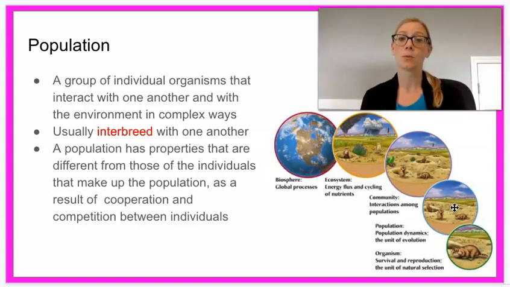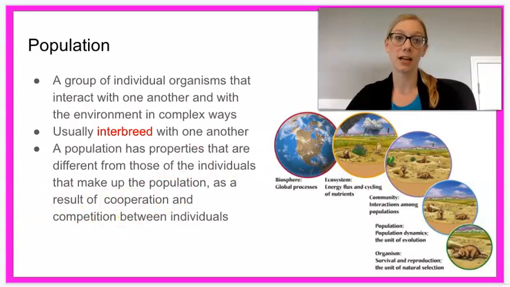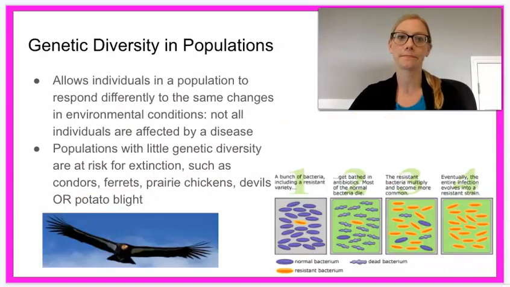A population has properties that are different from those of individuals, right? So within that population, you can have differences in individuals, but as a result, they oftentimes cooperate with each other, but they also have competition between each other in that group of population as well.